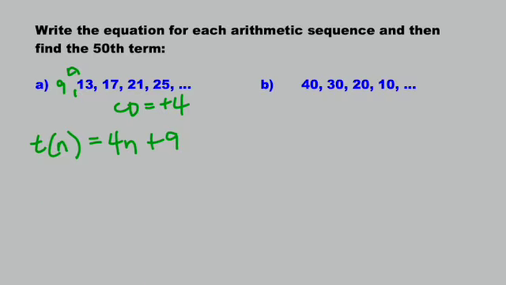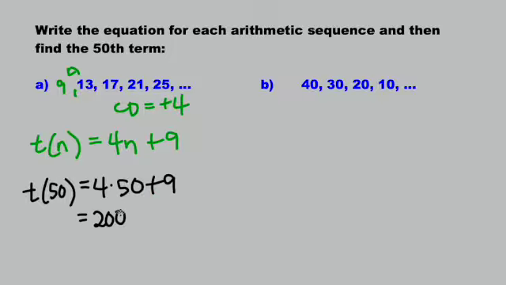If I want to find the 50th term, in other words, if I want to find t of 50, what I would do is I would take 4 times 50 and I would add on 9. Now 4 times 50 is 200. And then 200 plus 9 is 209. So that would be our 50th term.